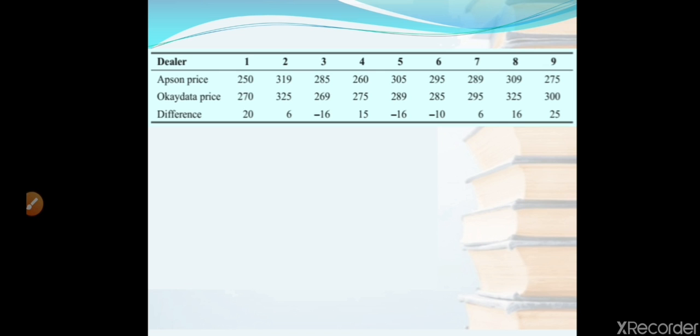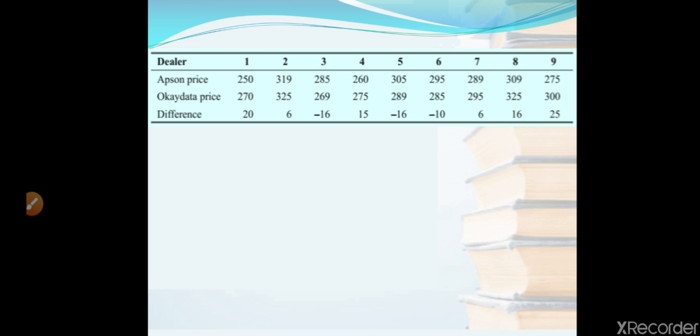For that, this is the data for a company where two computers have been studied for their price. The Epson price is given from 9 dealers. Similarly, the OK Data price is also given from the 9 dealers.